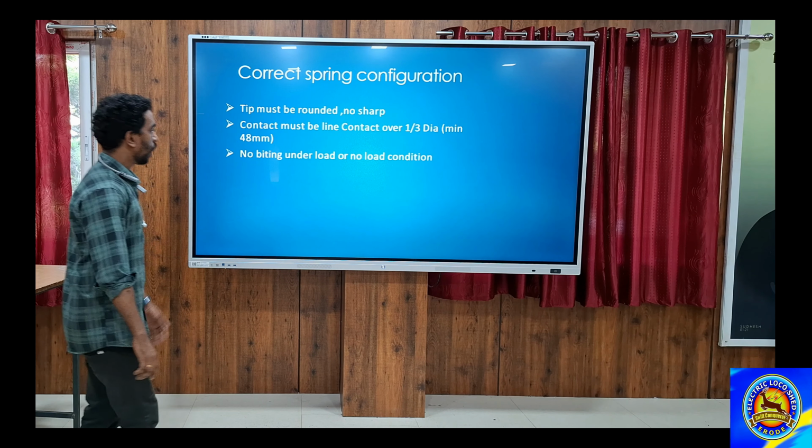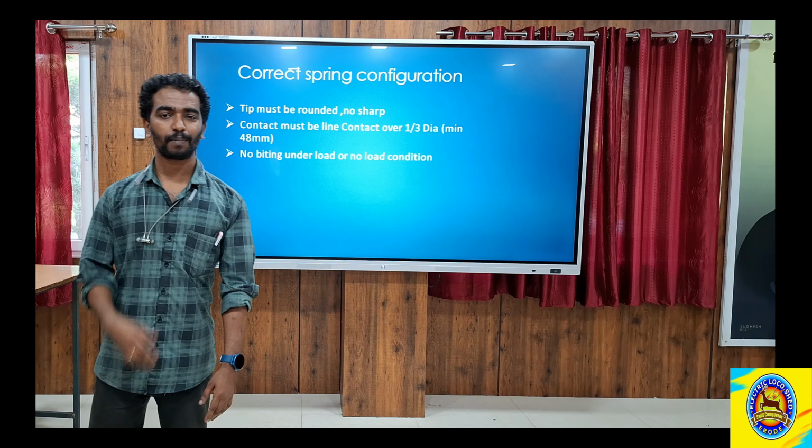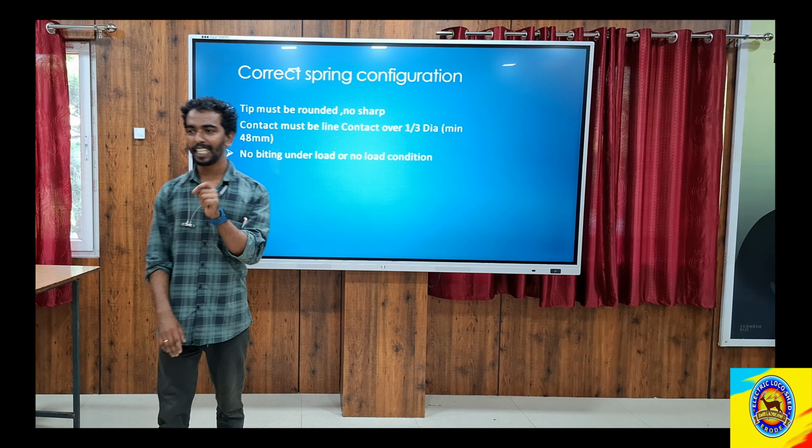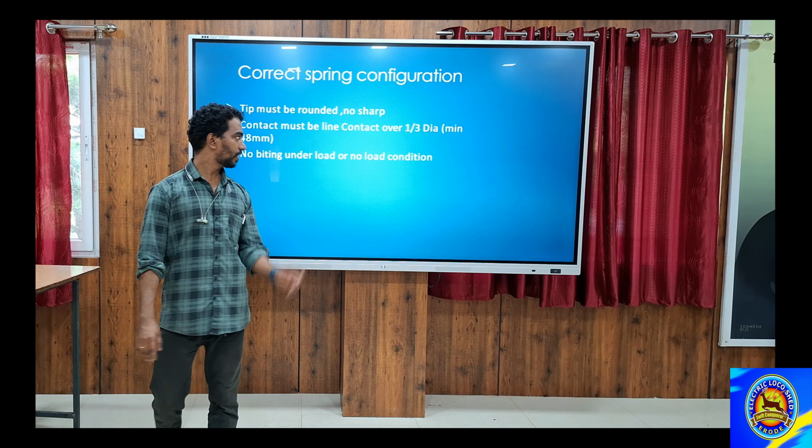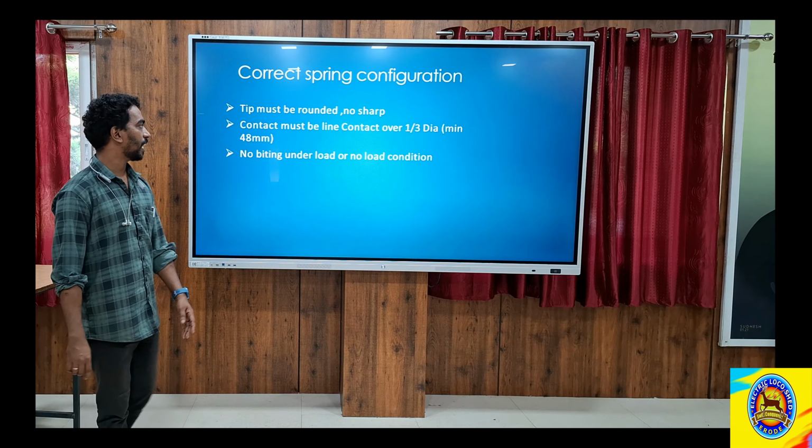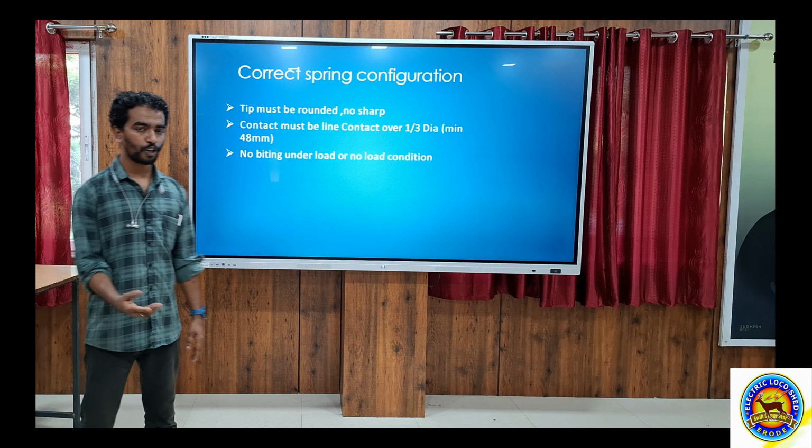Then, no biting under load or no load condition. Biting means the same thing: there should not be any pointed contact. They are using the word biting for this under load and no load condition.